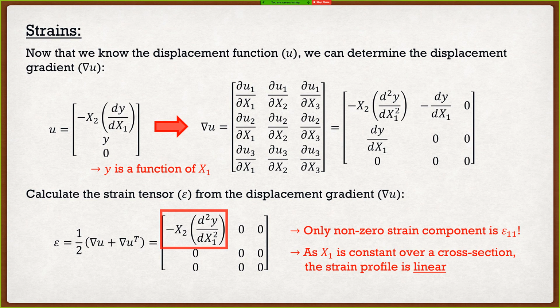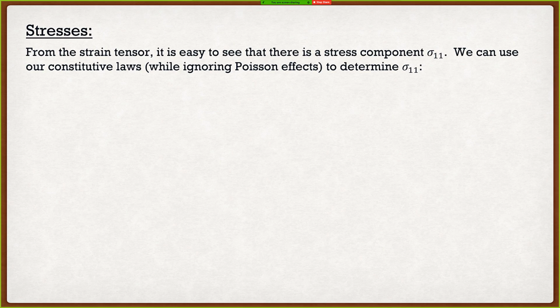So it's going to be very important moving forward. All right, so you guys may be saying, Clayton, why do we calculate the strains? Well, remember that because of constitutive laws, if we know the strains, we can figure out the stresses. So from a strain tensor, it's easy to see that there's also a stress component, sigma 1,1.